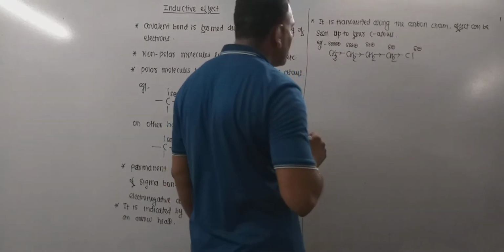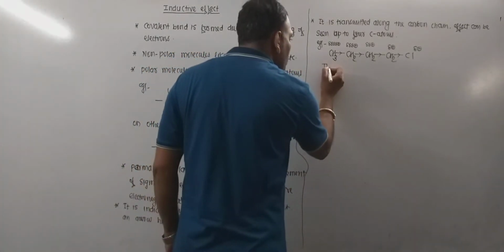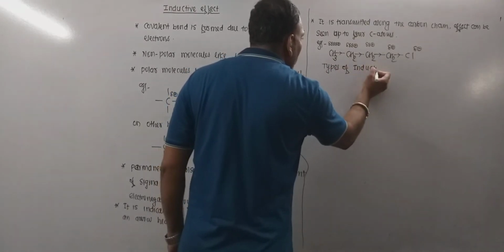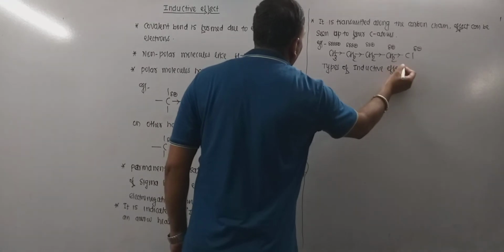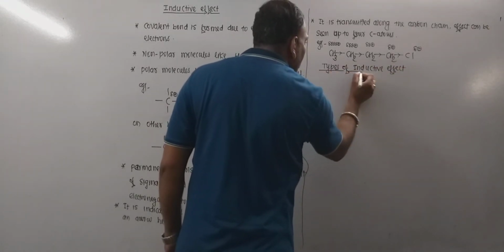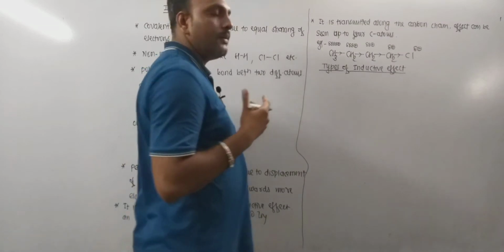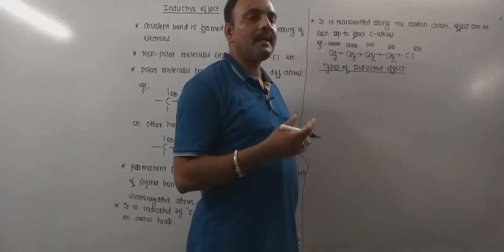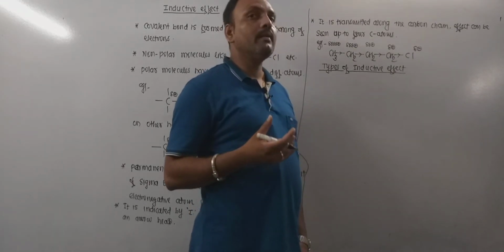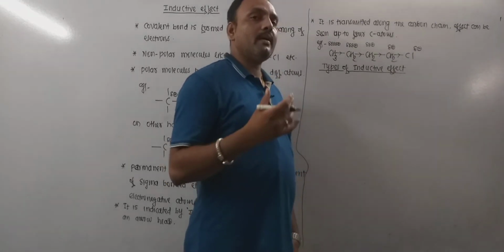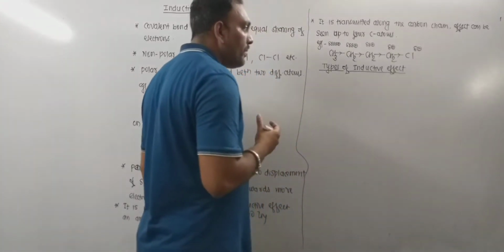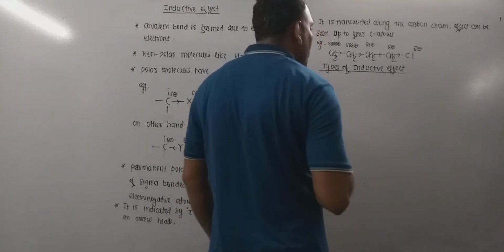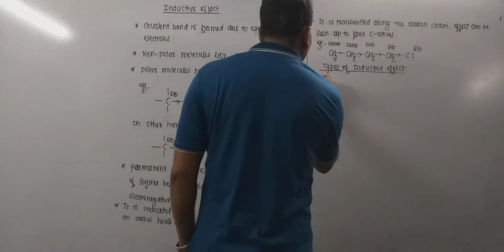Now let's discuss the types of it. Types of inductive effect. Remember, inductive effect can be categorized into 2 types depending upon the response of the shared electron pair towards carbon. I mean whether the electron pair gets attracted towards carbon or away from the carbon. On that basis, inductive effects can be classified into 2 types.